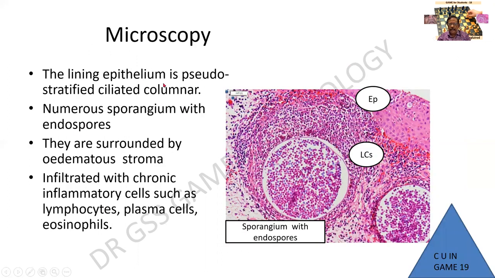The lining epithelium, you can write this one, I have already described. Anyway, I'll read it again. The lining epithelium is pseudostratified ciliated columnar, with numerous sporangium with endospores, surrounded by an edematous stroma infiltrated with chronic inflammatory cells such as lymphocytes, plasma cells, and rarely eosinophils.